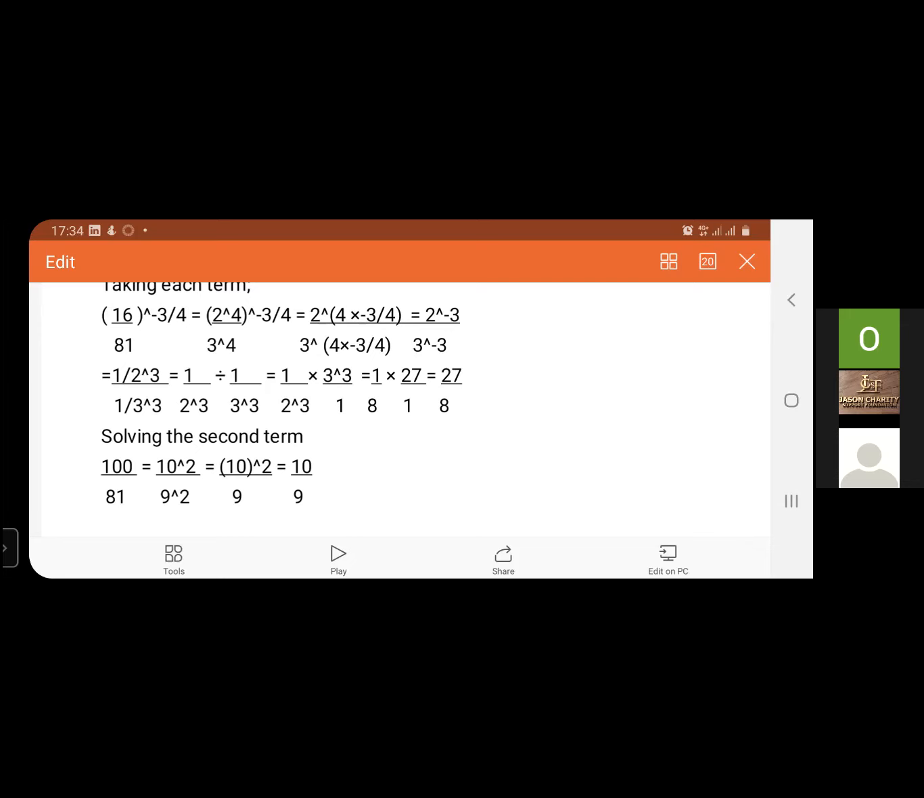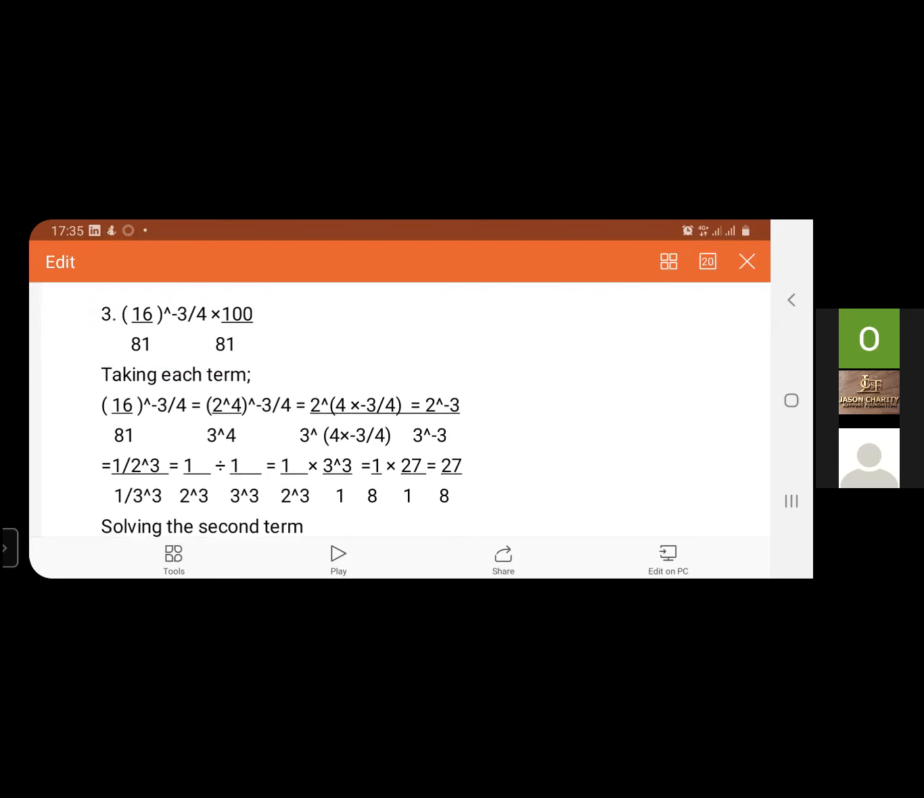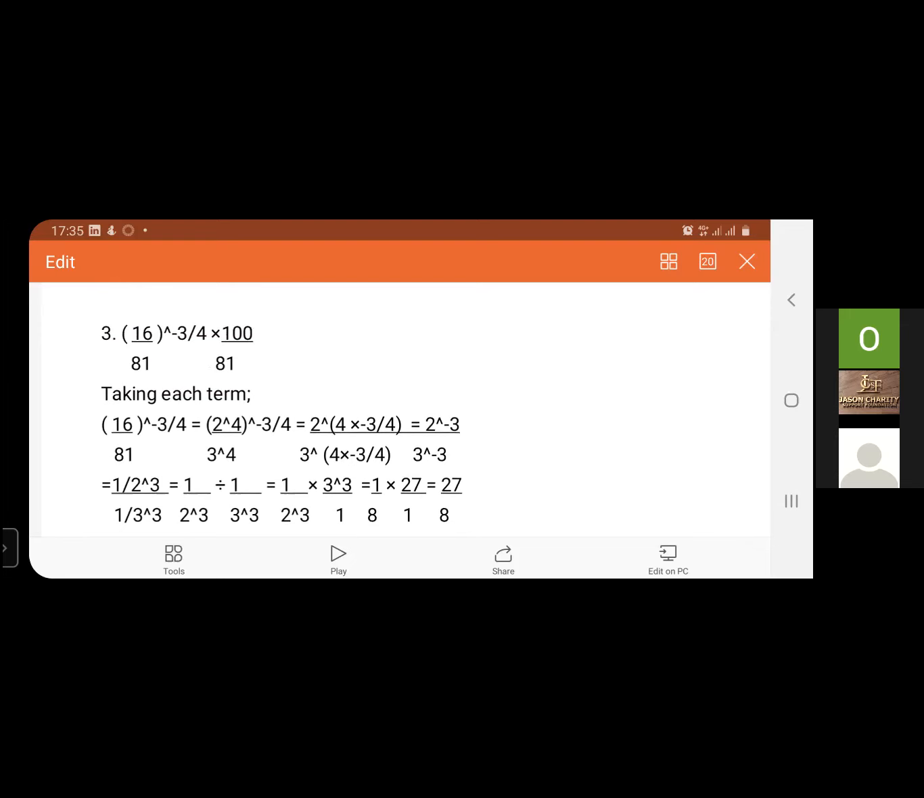2 raised to the power of 3 is 8. So this gives us 1 over 8 times 3 raised to the power of 3, which is 27. So that gives us 1 over 8 times 27 over 1. So we have 27 over 8. That's the first term, which is 16 over 81 raised to the power of minus 3 over 4 from the first question.